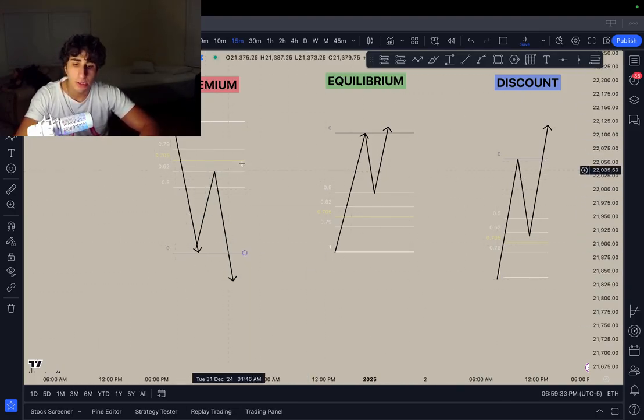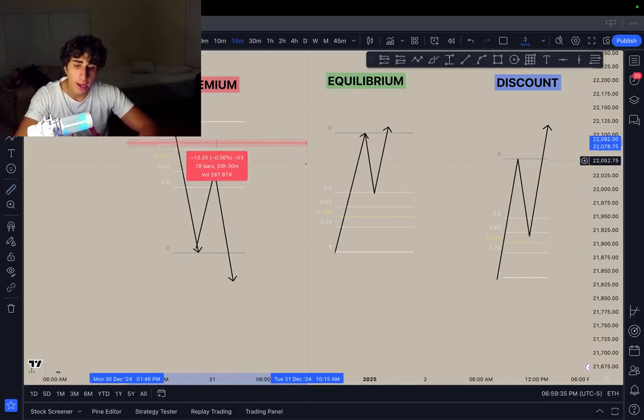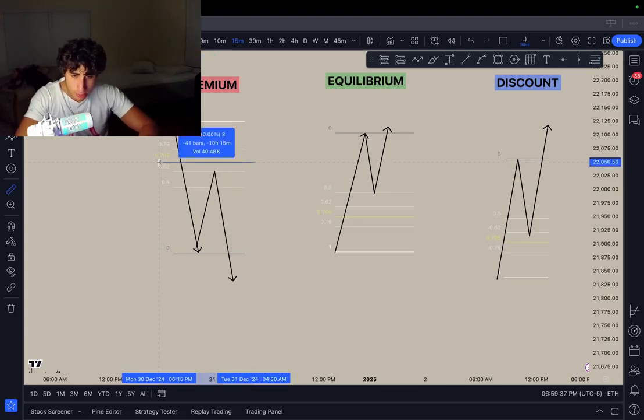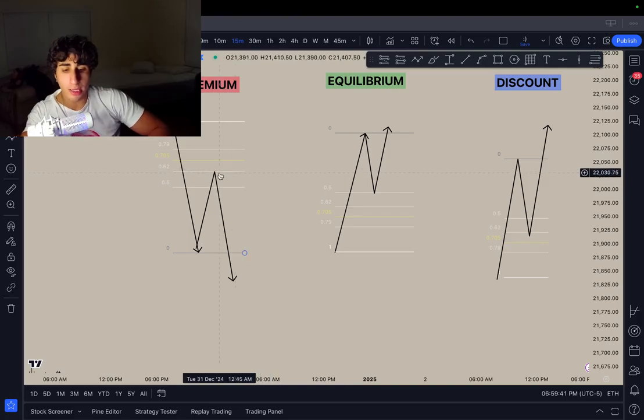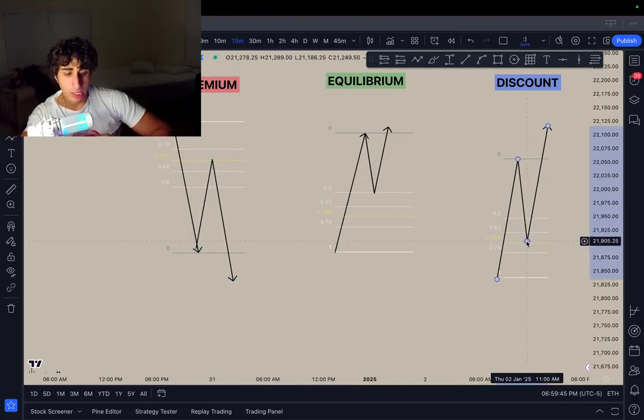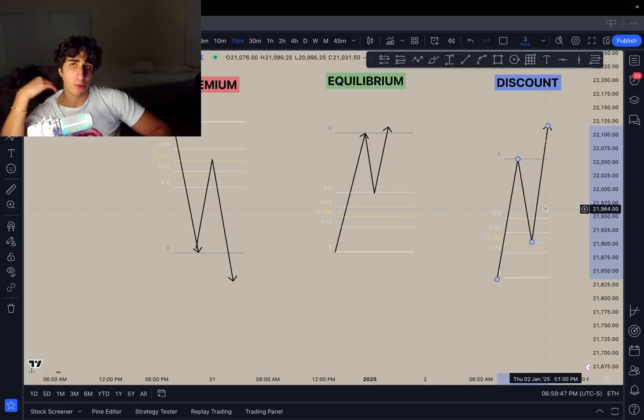Now you're probably asking yourself, Blake, what is 0.705 and 0.09? So 0.705 is also known as the golden pocket. The golden pocket is really like the highest point or the lowest point you'd see price trade to in a bullish or bearish scenario if we are truly bullish or bearish.